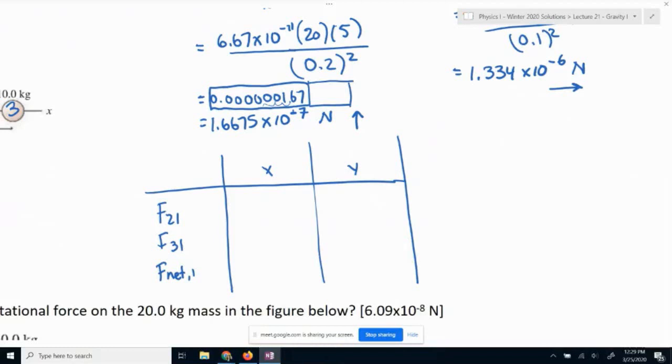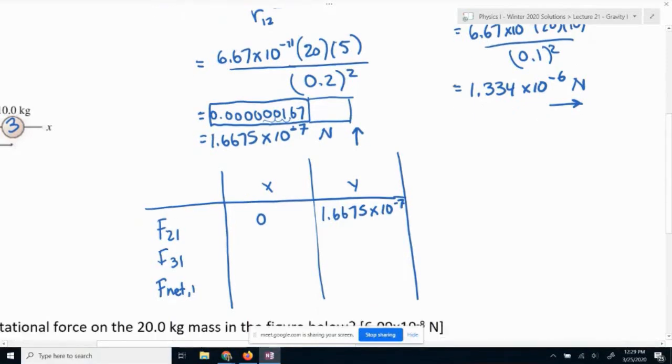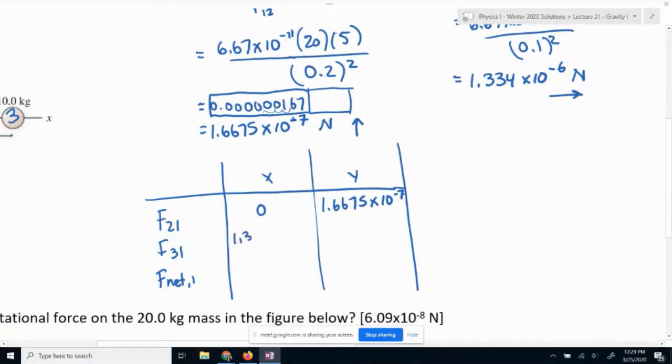So F of 2 on 1, that was this first one. What's the X component of this vector? It's pointing upwards. Zero. Good. And the Y component? Same number. It's positive because it's pointing up. F of 3 on 1, what's the X component? Same number. It's positive because it's going to the right. And the Y component? Zero.